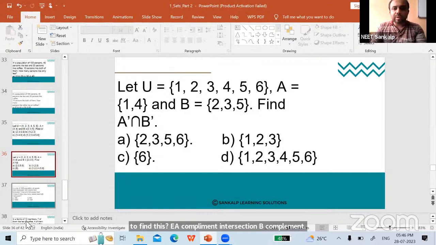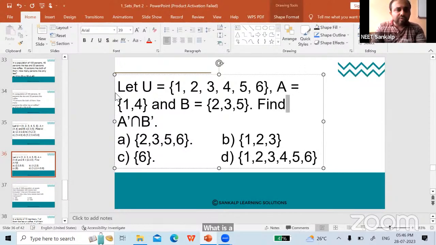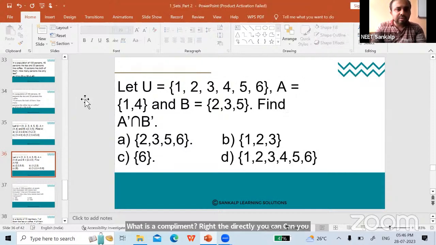First you take the A complement. What is A complement here? What is A complement? Write it directly. You can give the answer directly also. Wait for a minute here. It is disturbing. Yes. Okay.